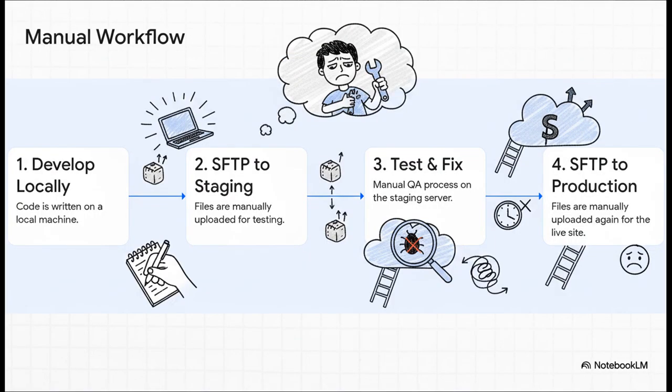I'm willing to bet this workflow looks painfully familiar to a lot of you. This is the old way, right? You code on your machine, you fire up your SFTP client and drag and drop files to a staging server. You test, you find a bug, you fix it on your machine, you drag and drop again. Then you do the whole thing one more time for production. It's slow, it's clunky, and every single one of those manual steps is a place where things can go wrong.